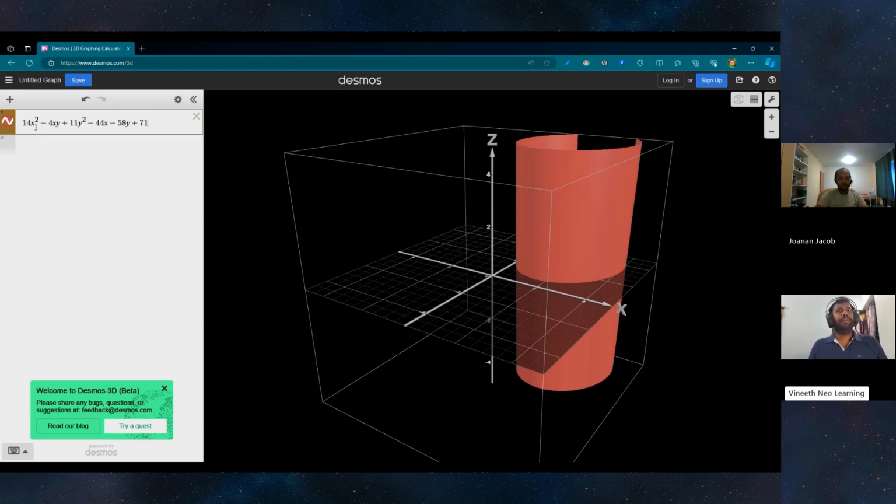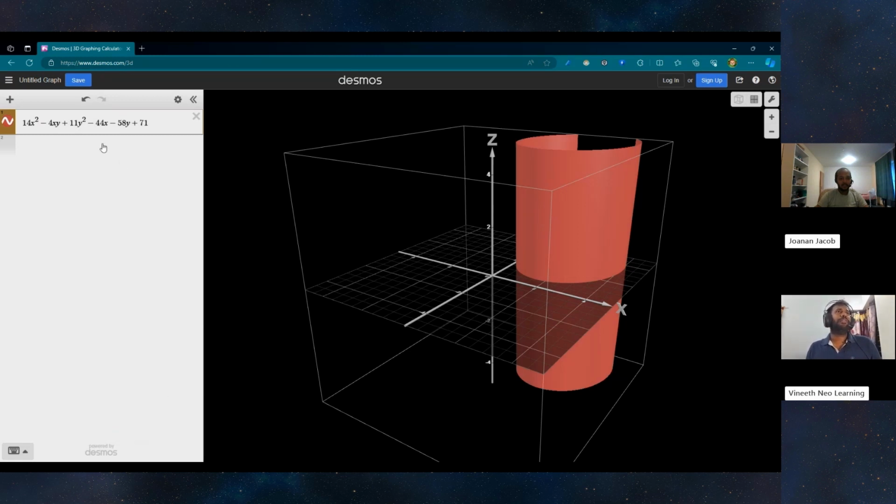Quadratic polynomial in two variables, meaning f of x, y. This is just an f of x, y. This is not an equation. That's why it forms a surface. Okay, this is 14x squared minus 7x minus 4xy plus 11y squared minus 44x minus 58y plus 71.